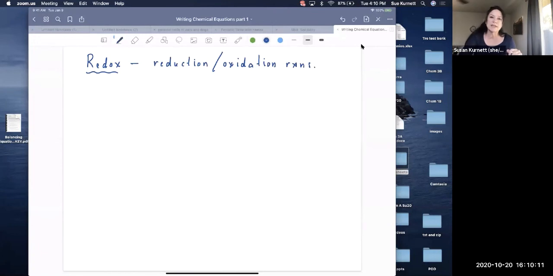So when I say reduction and oxidation, does anything come to mind? Here's a sentence that I've said in our class. Metals oxidize easily. Metals are easily oxidized. What does that mean? Well, here's iron, and I might have a bike that has a frame that is steel, and steel is mostly iron.